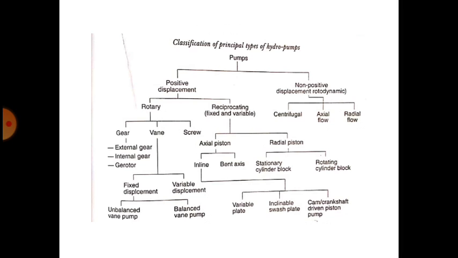In reciprocating type there are axial piston pumps, inline type, bent axis type construction. Here also variable type is available. Radial piston, in radial piston stationary type is available, and rotating cylinder block is available. In non-positive displacement pumps there are centrifugal pumps, axial flow pumps and radial flow pumps.